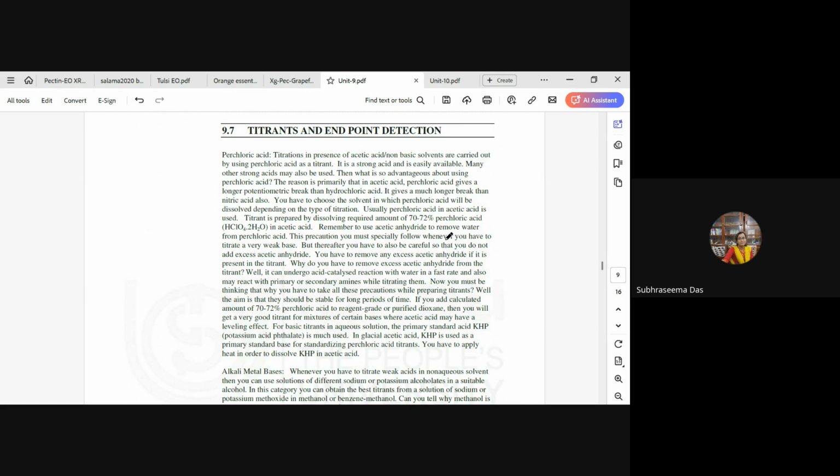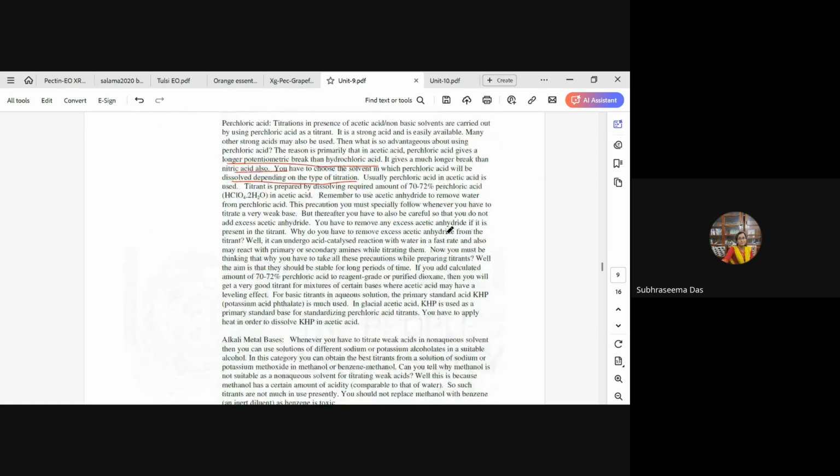Then what is the advantage or merit of using perchloric acid? The reason is primarily that in acetic acid, perchloric acid gives a longer potentiometric break than HCl. It also gives a longer break than nitric acid. So we have to choose a solvent in which the perchloric acid will be dissolved depending on the type of titration. Usually perchloric acid is chosen in conjunction with acetic acid.